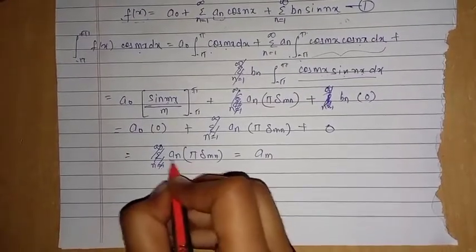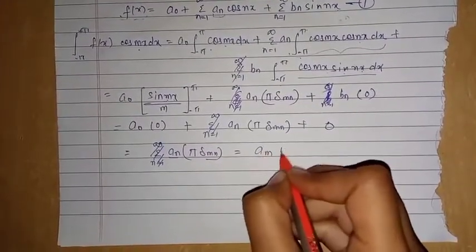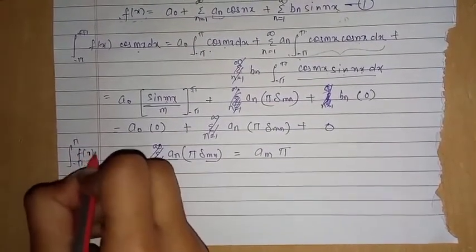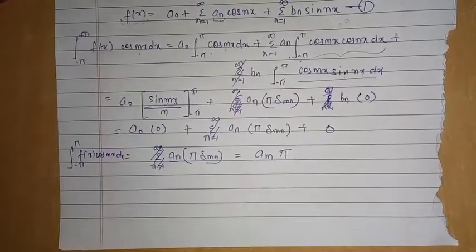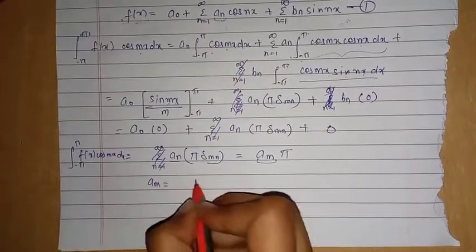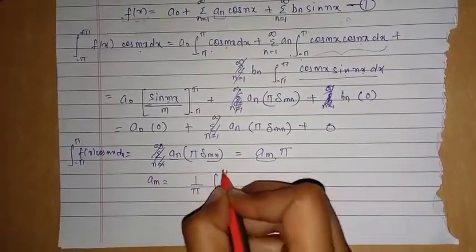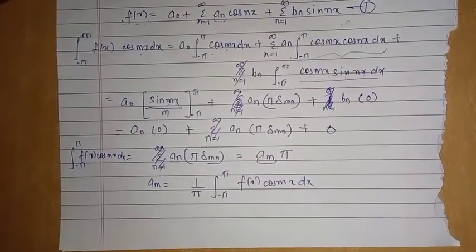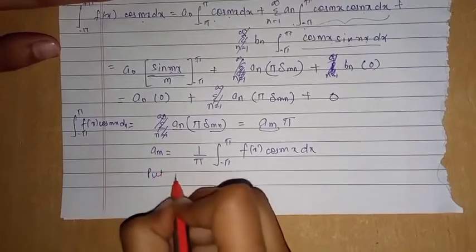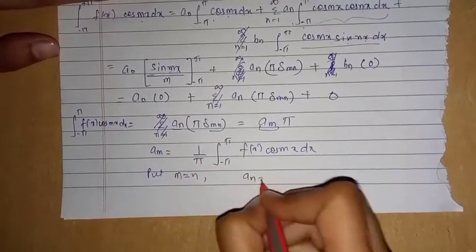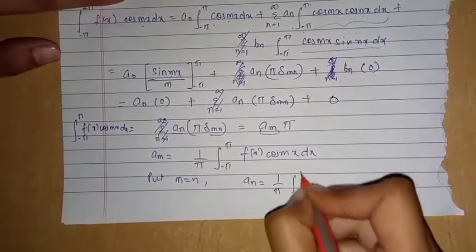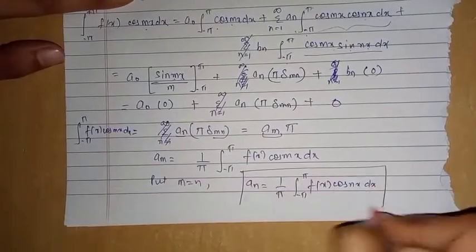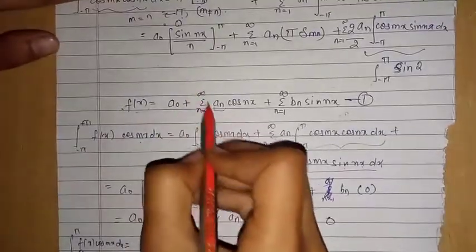The term an delta mn can be written as am pi. So minus pi to pi fx cos mx dx. So am will be equal to 1 upon pi, minus pi to pi fx cos mx dx. Now we will put m equal to n, so we will get an is equal to 1 upon pi, minus pi to pi fx cos nx dx. So we have got the value of an.